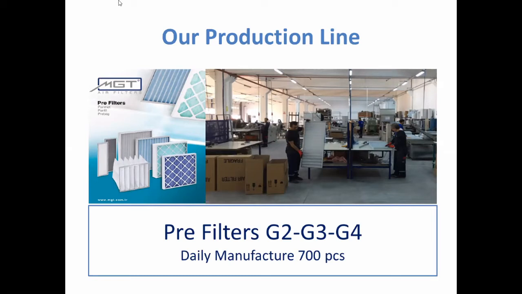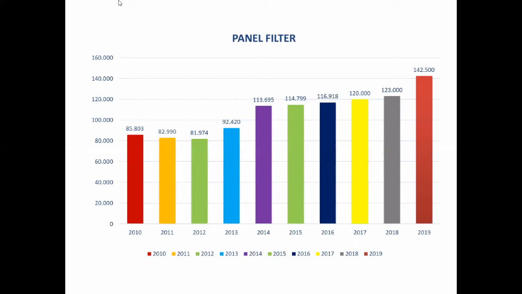Tray filters from G2 till G4. Daily we produce 100 pieces. And this is a picture of the tray filters production area. And you can see the guys are making one of the G4 tray filters with the big size. We daily manufacture 70 pieces, but with one work shift, not over shifts. Here are the numeric figures year by year.